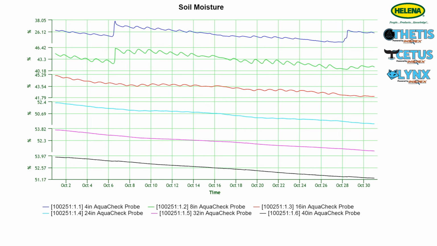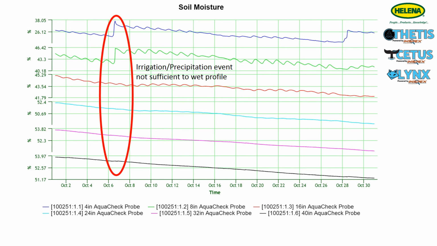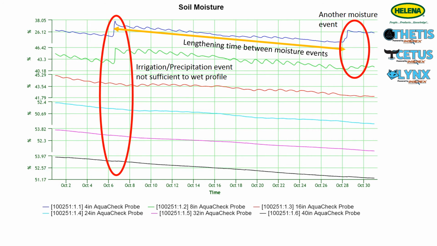We're going to fast forward a bit to later in the season, where we observe an irrigation or precipitation event that was short in duration and did not indicate moisture reaching the 16-inch sensor depth. Further, we can observe that by lengthening the time between moisture events, our crop can deplete moisture from all depths. Finally, we observe another short duration moisture event that in this case is likely from precipitation that only showed wetting advancing beyond the 4-inch depth and maybe just slightly reaching the 8-inch sensor depth.